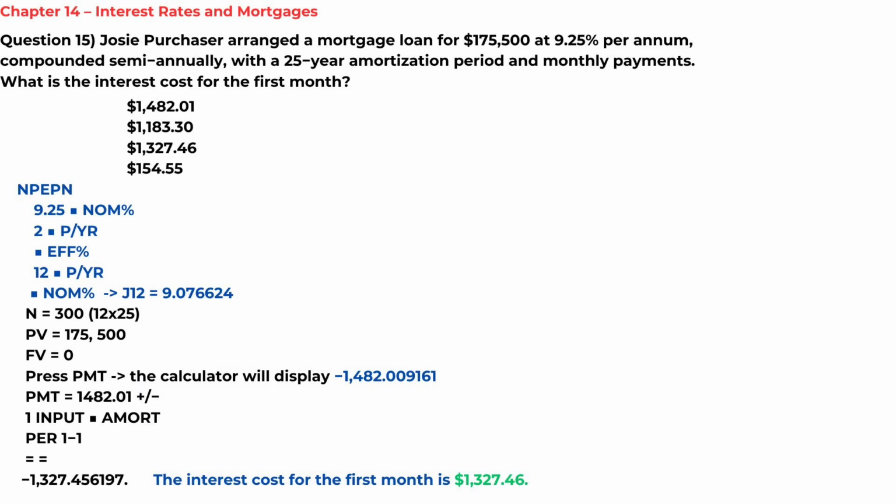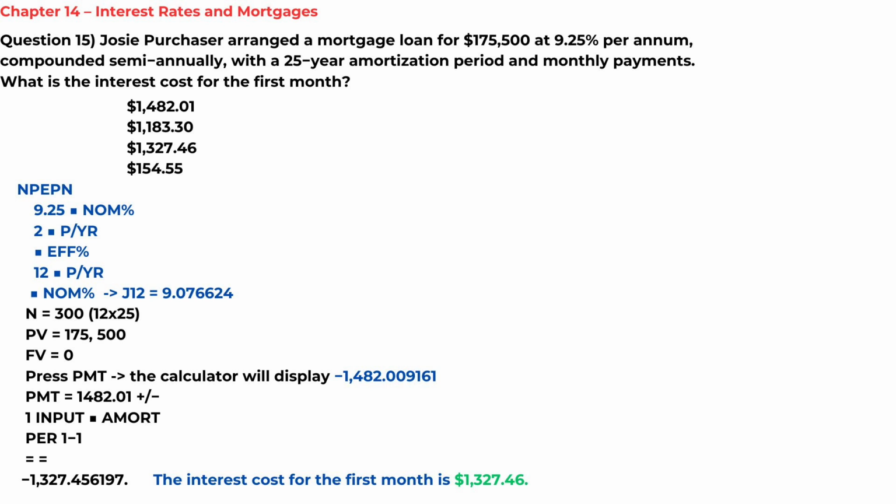Question 15. Josie purchaser arranged a mortgage loan for $175,500 at 9.25% per annum, compounded semi-annually, with a 25-year amortization period and monthly payments. What is the interest cost for the first month? Step 1. Let's change the given J2 equals 9.25% to J12. 9.25 shift nom 2 shift PYR. Shift effective. 12 shift PYR. Shift nom. Calculator displays 9.076624.